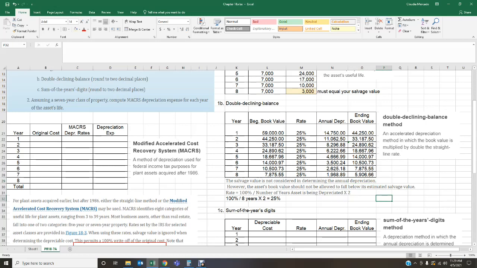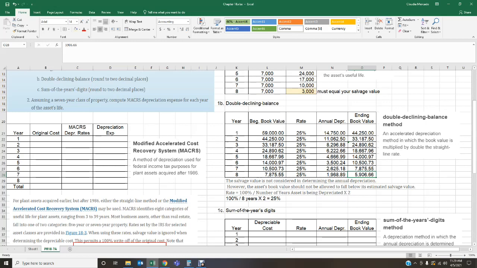Okay. That is my ending book value as of the 8th year. So we didn't get close to the $3,000 salvage value that we had. But in case we would have continued, we are going to depreciate until we reach the ending book value of $3,000. Once we reach 3,000, we stop depreciating. But this is the calculations for the double declining balance.